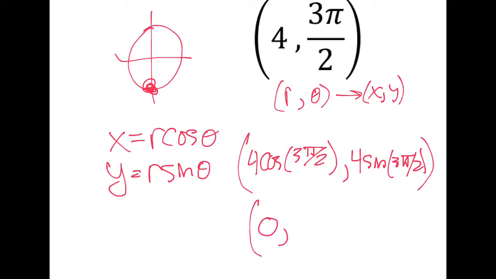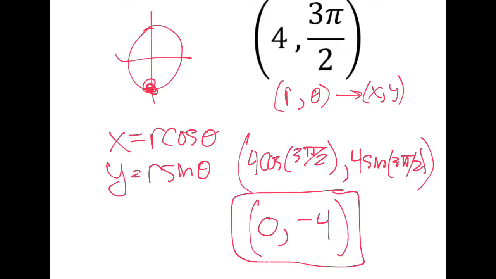Well, sine has a value of negative 1 at 3 pi over 2. Sine of 3 pi over 2 is negative 1, so 4 times negative 1 is negative 4. And we get our rectangular coordinate just like that, 0, comma, negative 4.